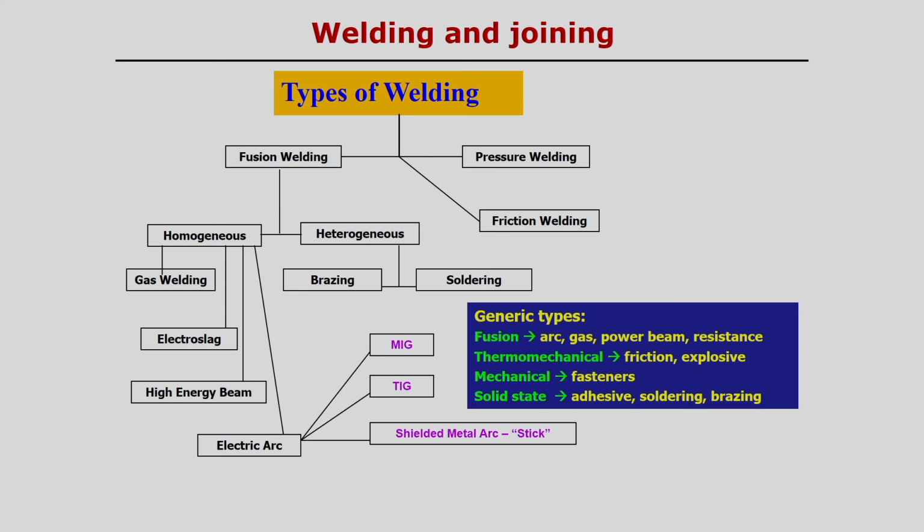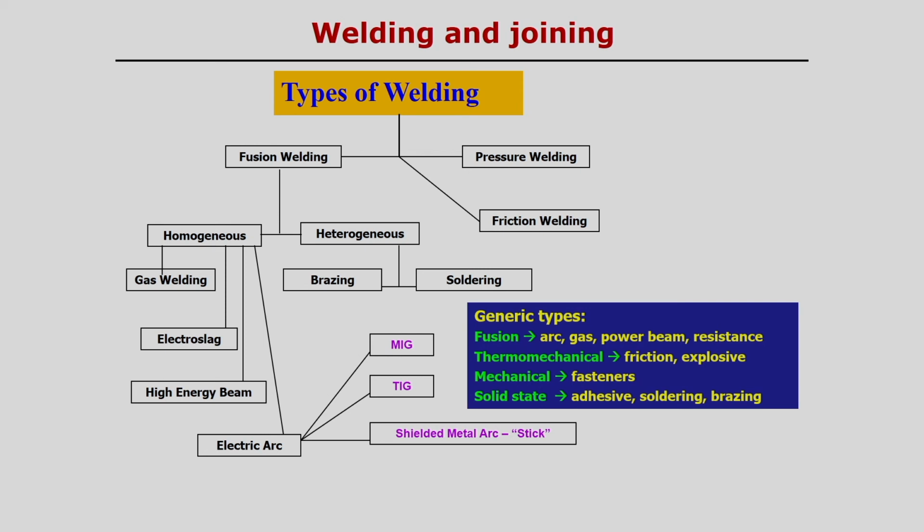Then also, the solid state welding processes include adhesive, soldering, brazing, and other processes like friction stir welding. These come under the solid state welding process, because in this case, even though the adhesives are in a liquid state, the joints come under the generic type of solid state.